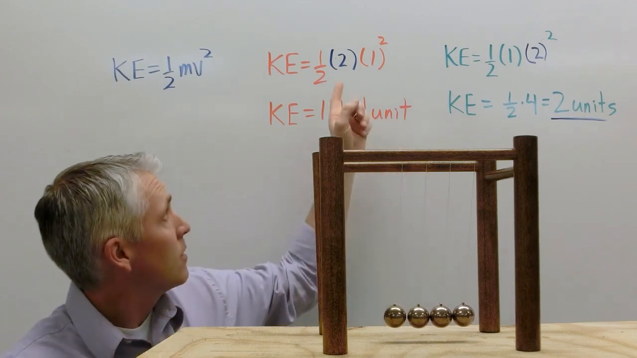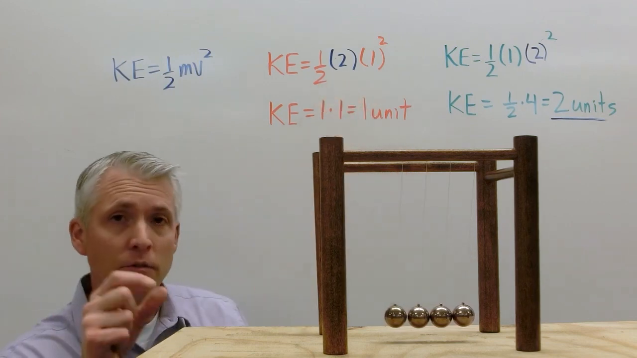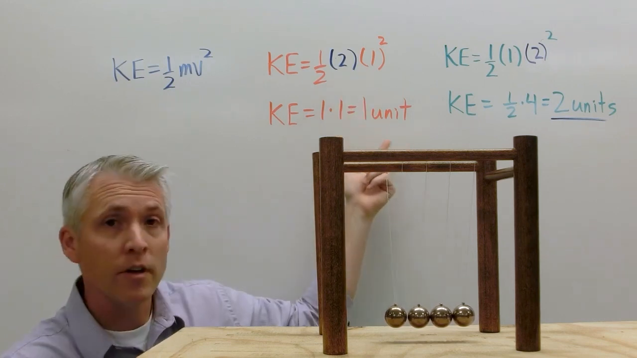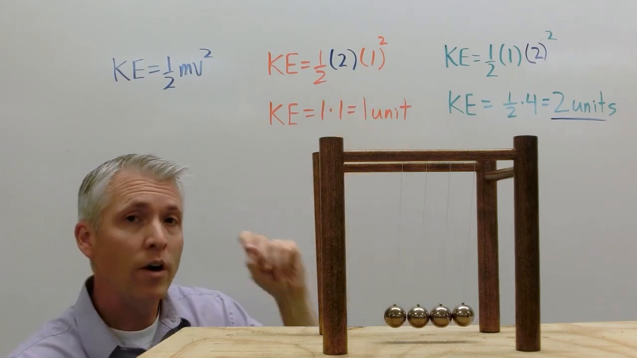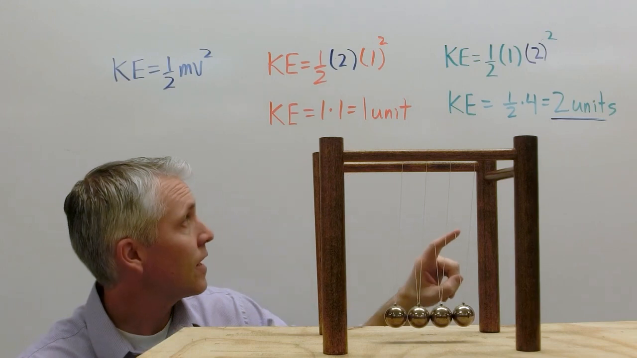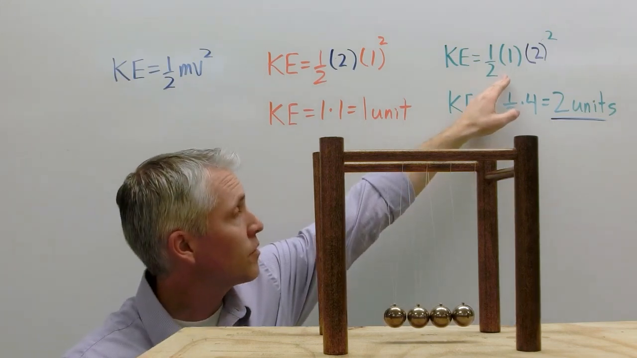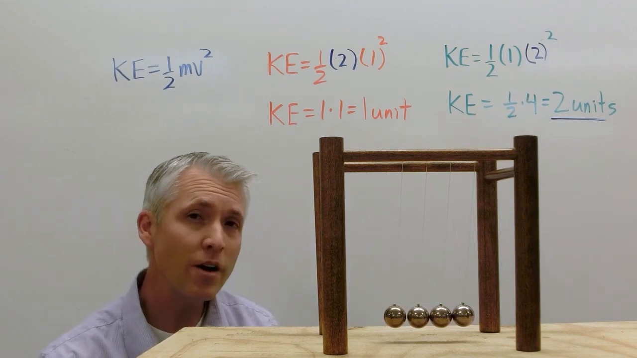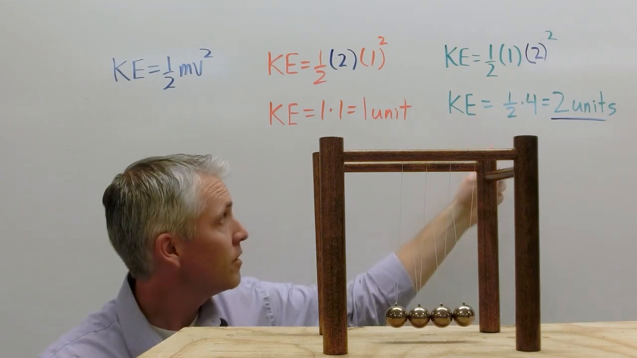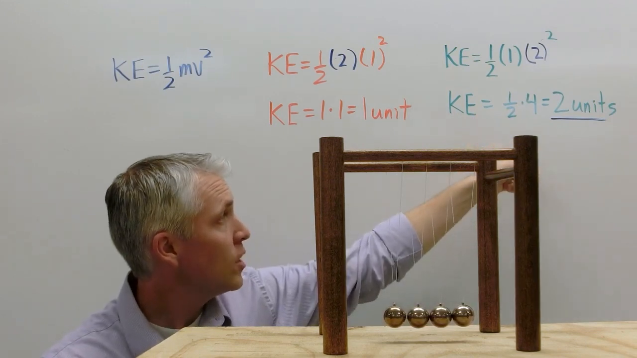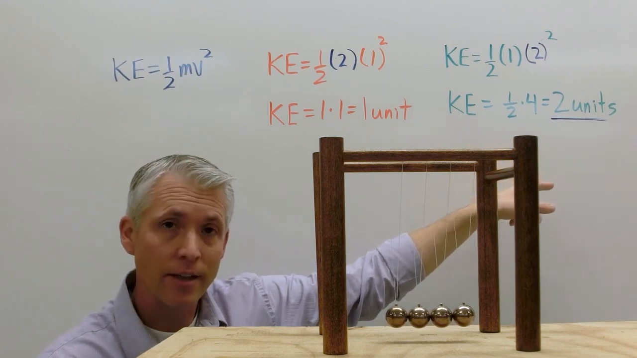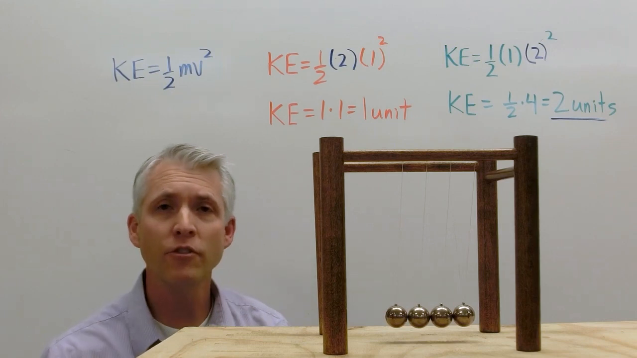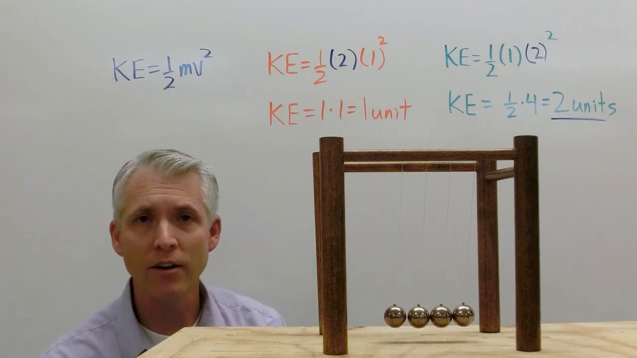When you put in twice the mass for lifting 2 marbles up on the first side, you end up with 1 unit of energy. But then if 1 kicks out twice as fast, this becomes a 1 for the mass, but the velocity becomes a 2. And when you square 2, you get 4. So we end up with now 2 units of energy at the end. So we end up with twice the energy that we would have started with if that was allowed.